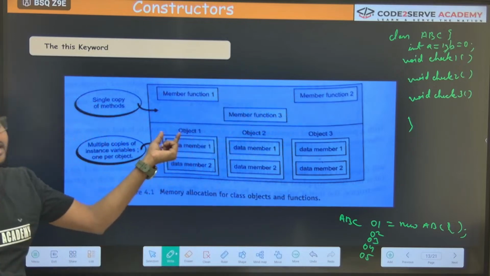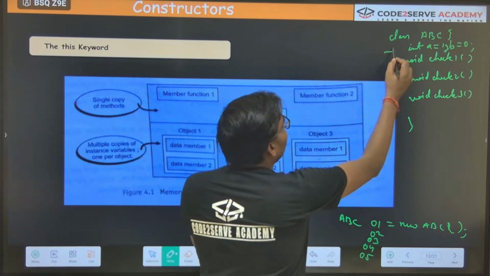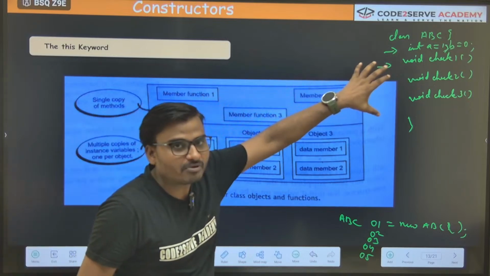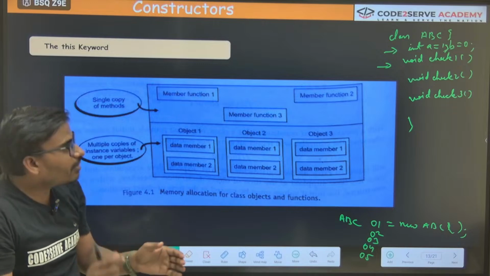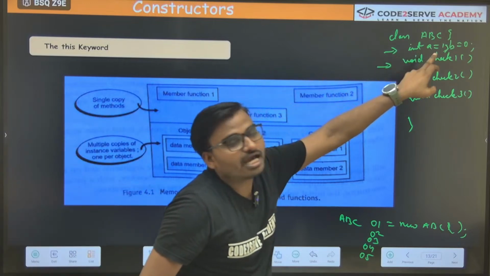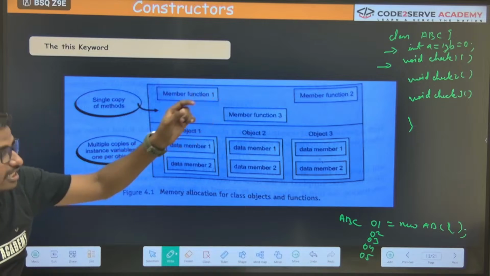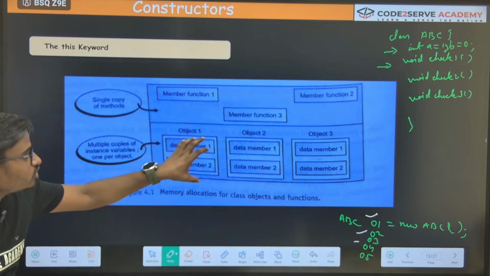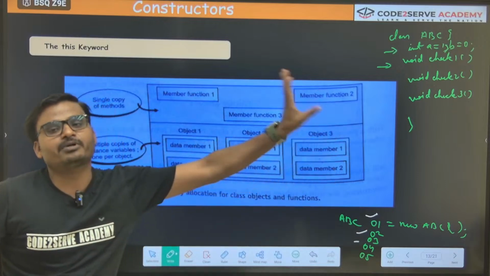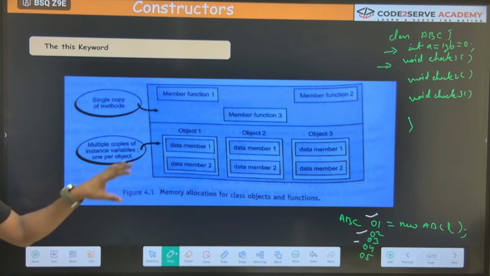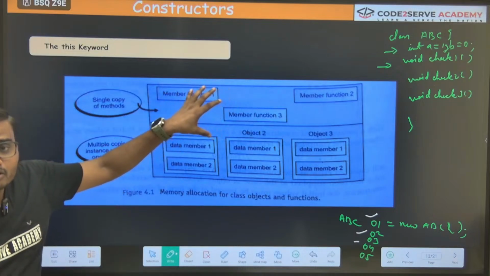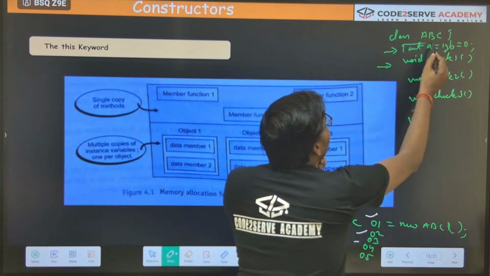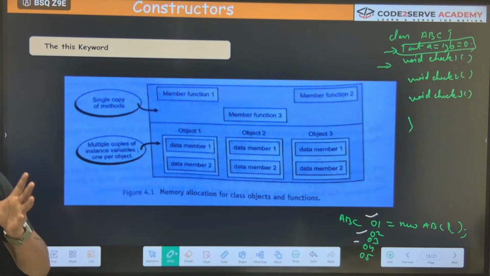But in the case of data members, this is the data member and this is the member function. In the case of a member function, only one copy will be created for all the objects. But for the data members int a and int b, two data members are present for each object. For obj1, obj2, obj3, for each object a separate copy of the data members will be created in memory. So you have to keep in mind, for the member function a single copy will be created, and for each object these values will be created separately in memory.